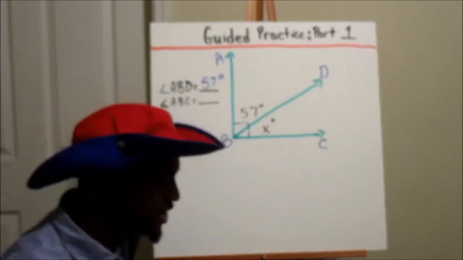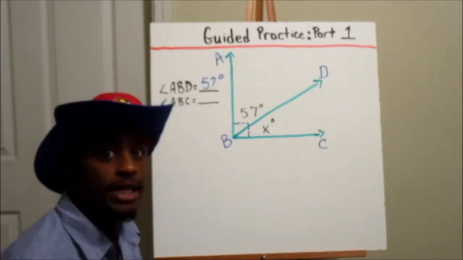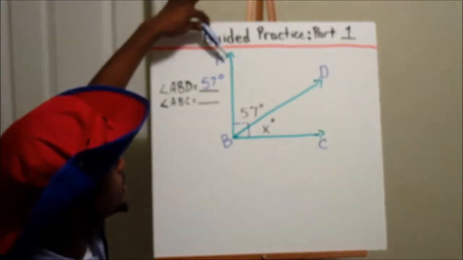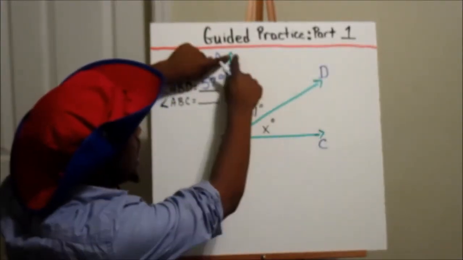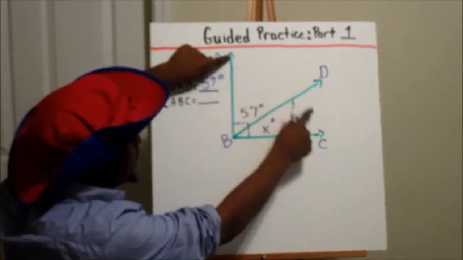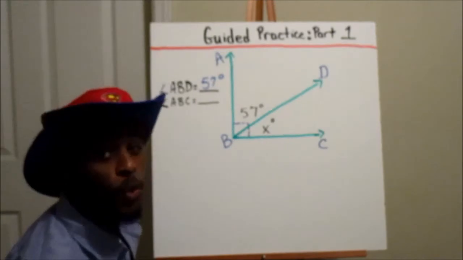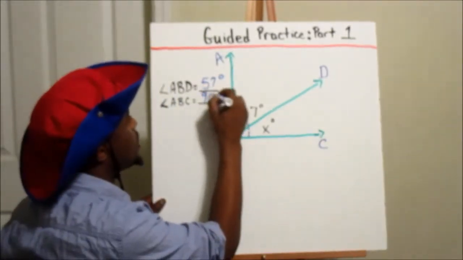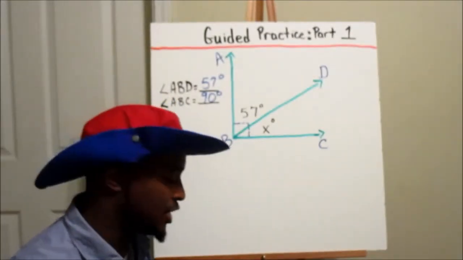Alright? The second question asks me, what is the measure of angle ABC? Again, I follow the letters to identify the angle. A, B, C. So ABC is the entire angle of the picture, right? And if I look, I have my secret symbol, which is the little square in the corner, which lets me know it's a right angle. So I know that that is 90 degrees. Alright? Because it's a right angle, by definition, it is 90 degrees.